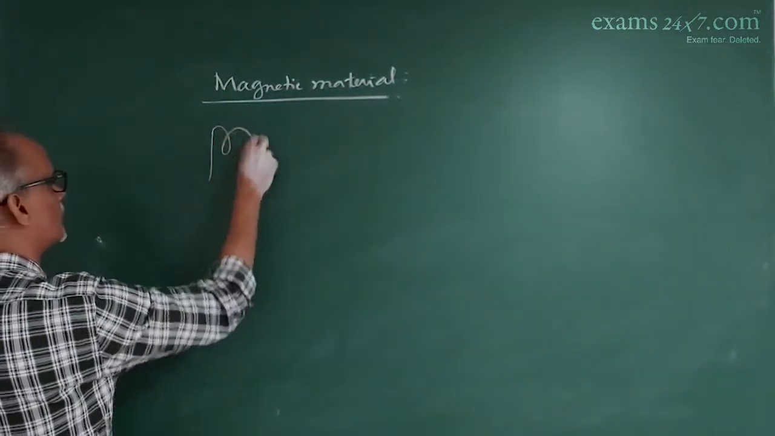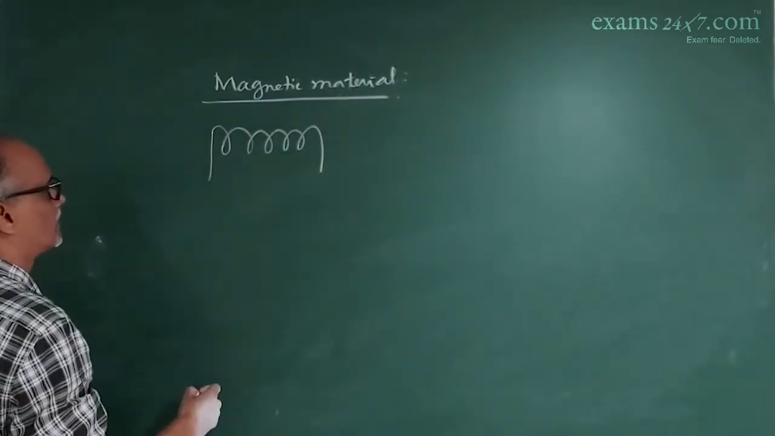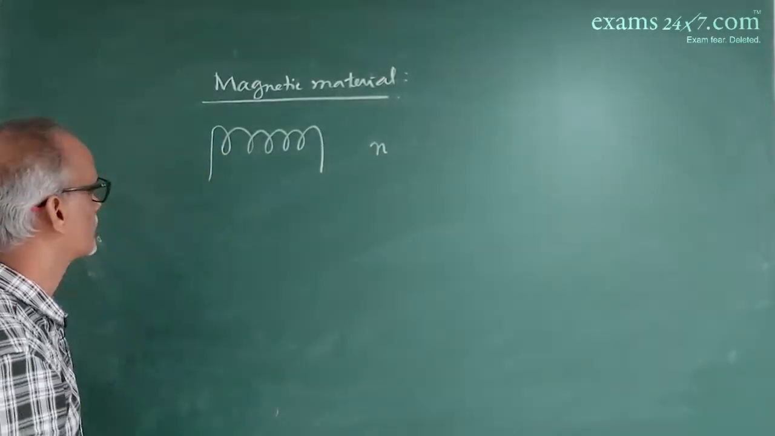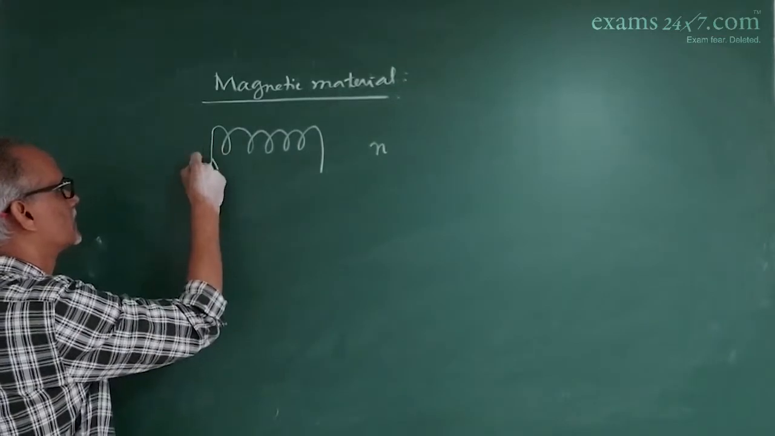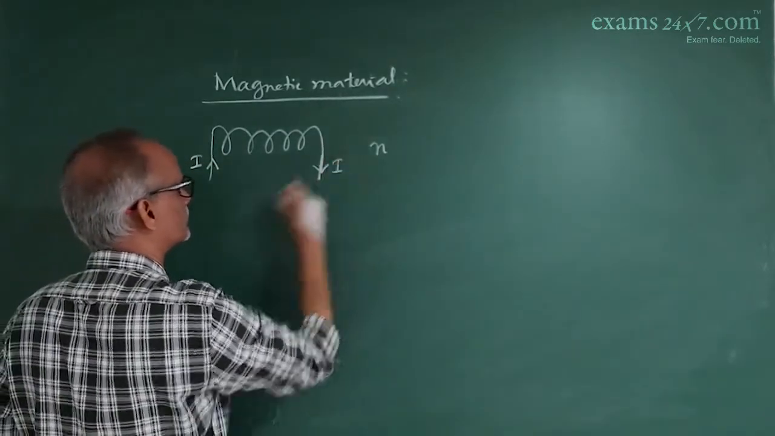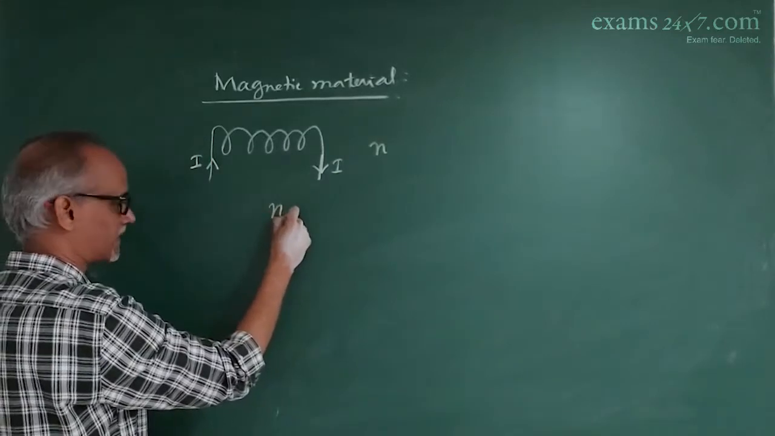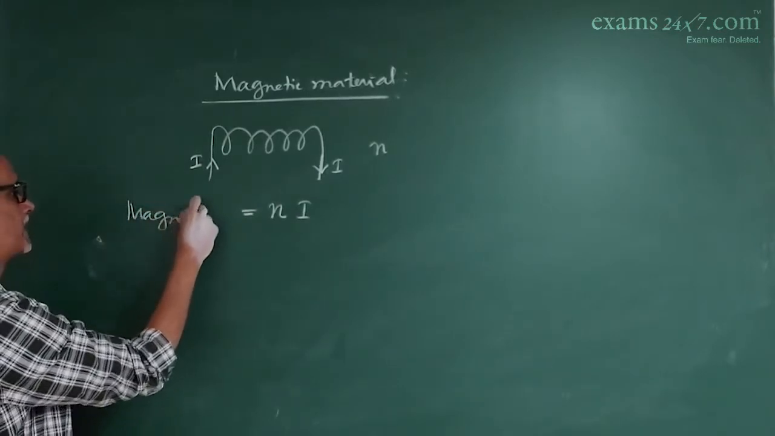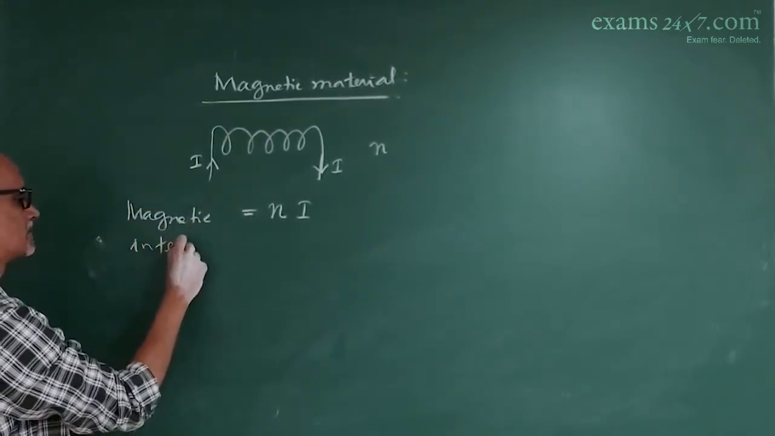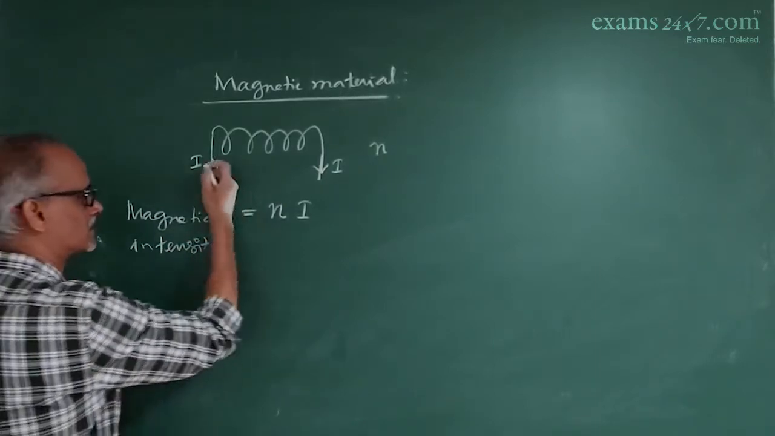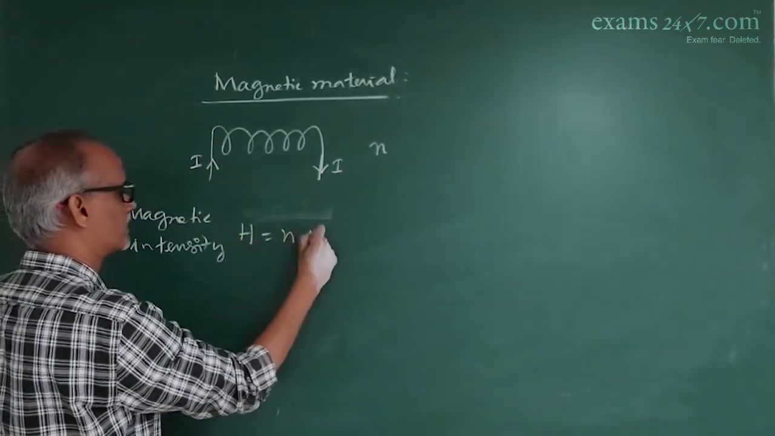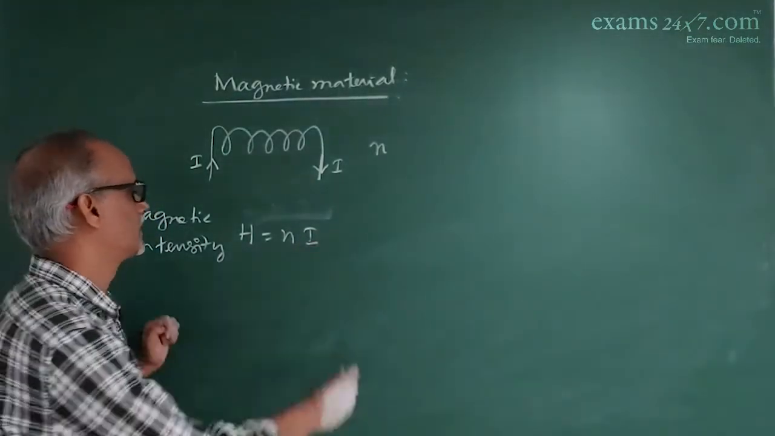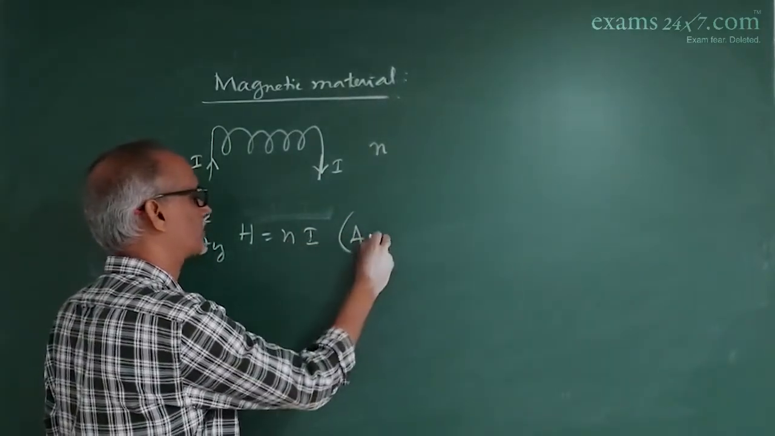When we use a solenoid, and if n is the number of turns per unit length of the solenoid, and if I is the current flowing through the solenoid, then the product of this number of turns per unit length and current is called magnetic intensity, which is denoted by H, and it's given by the product of the number of turns per unit length into the current. So that's why the unit is ampere per meter.